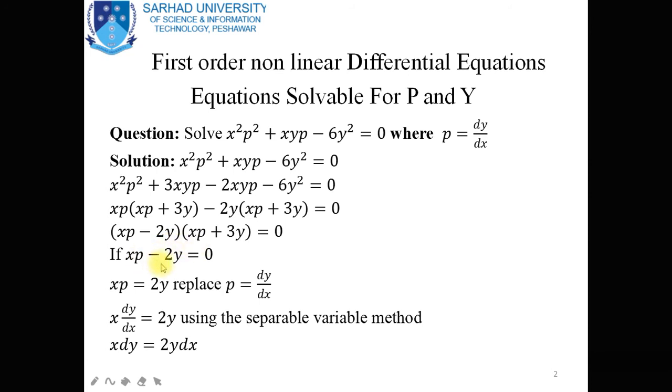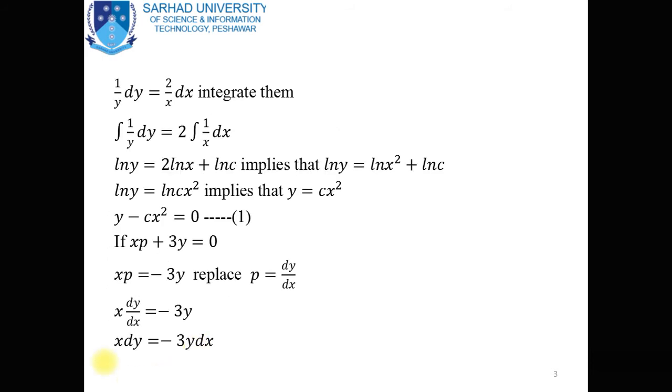Suppose xp minus 2y is equal to 0, then xp is equal to 2y, and p means dy by dx, so replace p by dy by dx. Now this is a first order differential equation: x into dy by dx is equal to 2y. We can easily solve this by separation of variables. We have x into dy is equal to 2y dx, which can be written as 1 over y dy is equal to 2 by x dx. Here separation of variables is possible.